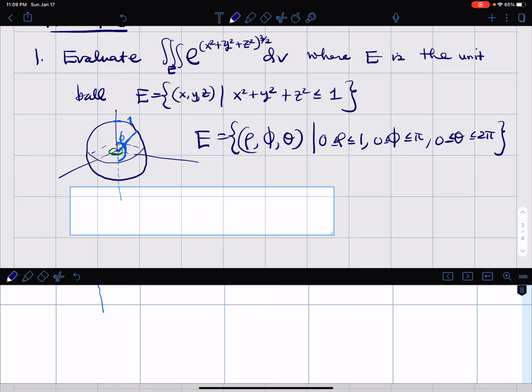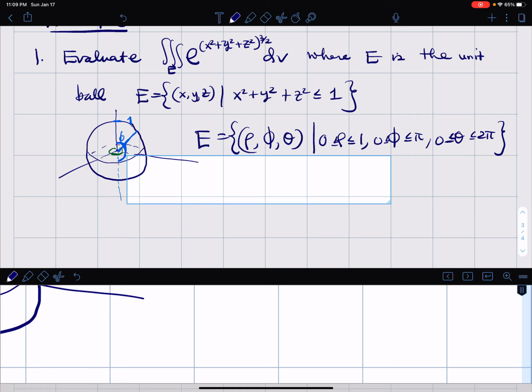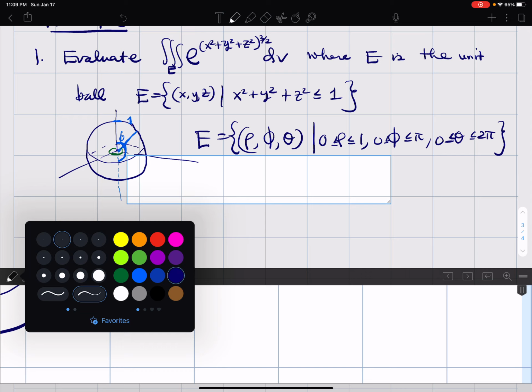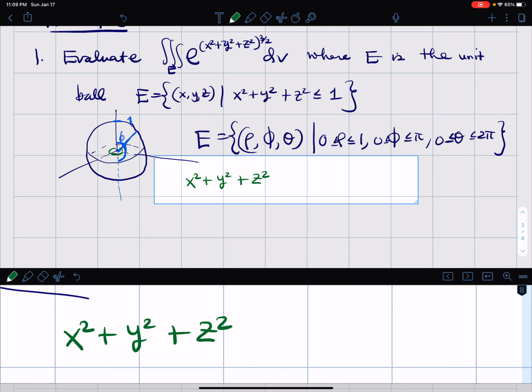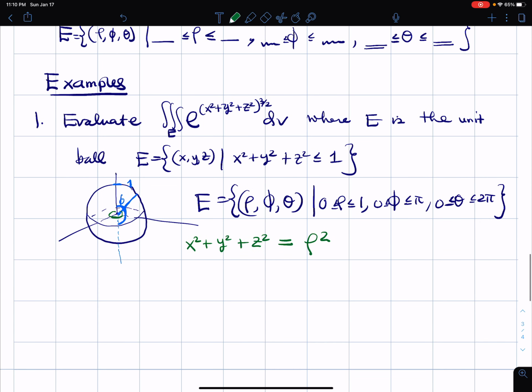So that's our E, all right? Another thing I want you to notice: remember when we talked about a sphere, the equation of a sphere centered at the origin is x squared plus y squared plus z squared equals r squared, the radius squared. But in this case, the radius is rho, so we have rho squared.